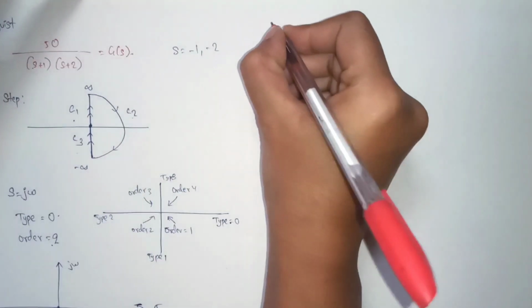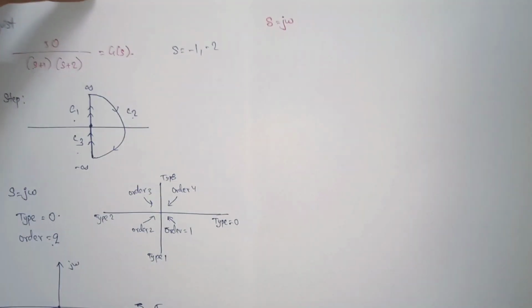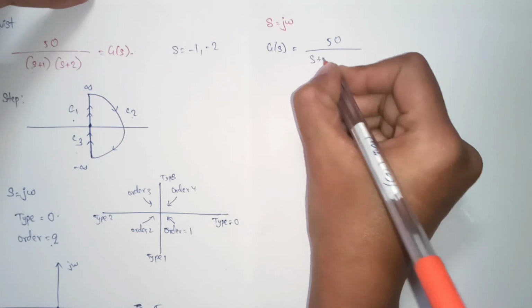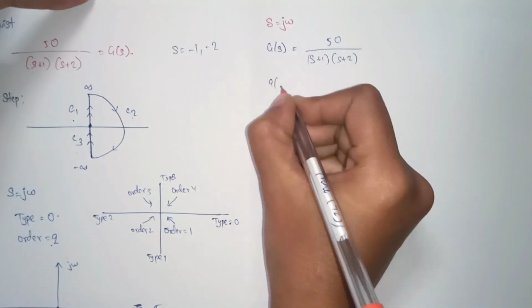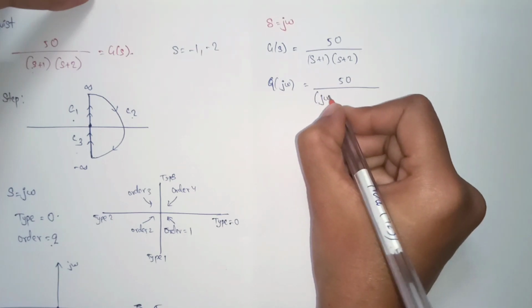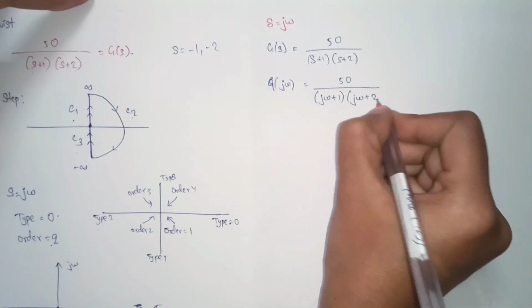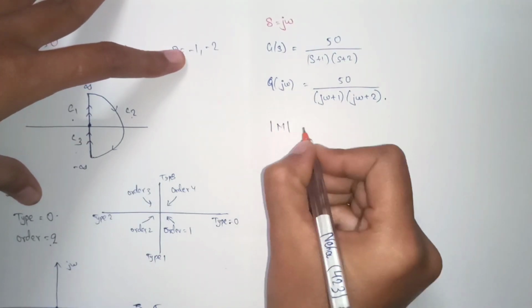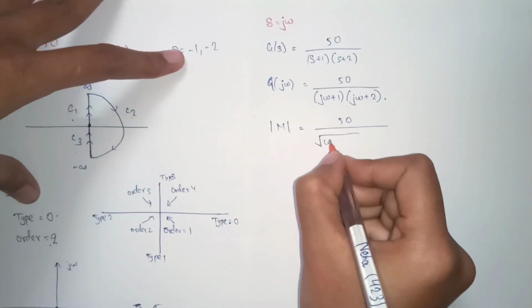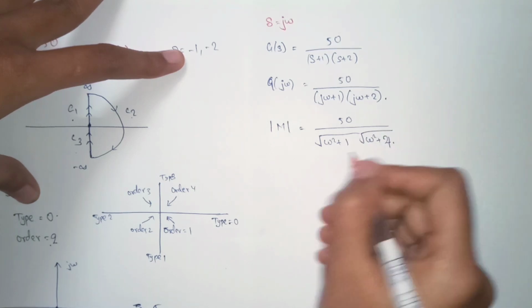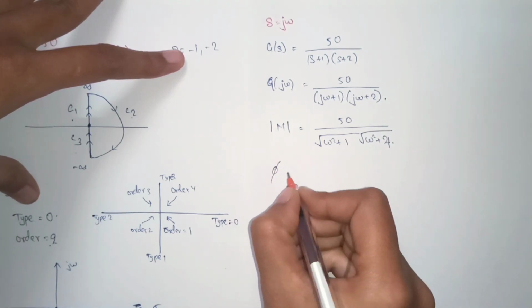First of all, we will substitute s equals j omega into the given equation, that is G(s) equals 50 by (s plus 1)(s plus 2). So G(j omega) will be equal to 50 by (j omega plus 1)(j omega plus 2). Now we will calculate the magnitude. The magnitude will be equal to 50 by root of (omega square plus 1) times root of (omega square plus 4). And we'll also see what the phase is.